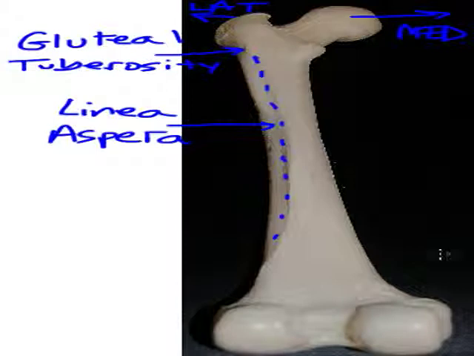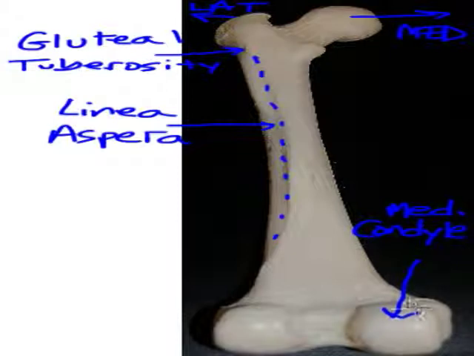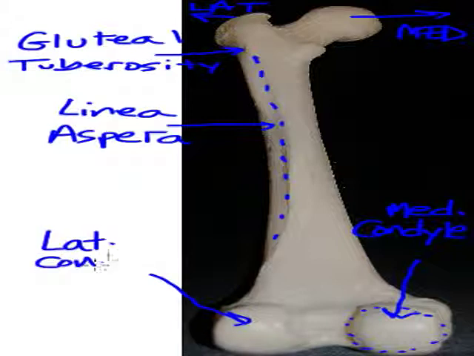Distally, we have two condyles. On the medial side, that is our medial condyle. Remember, condyle, a word we've seen many times before, means knuckle. So we have these round, knuckle-shaped processes. And on the lateral side, we have our lateral condyle. These are also major points of muscle attachment and provide an interconnection between the tibia and femur at the knee joint.